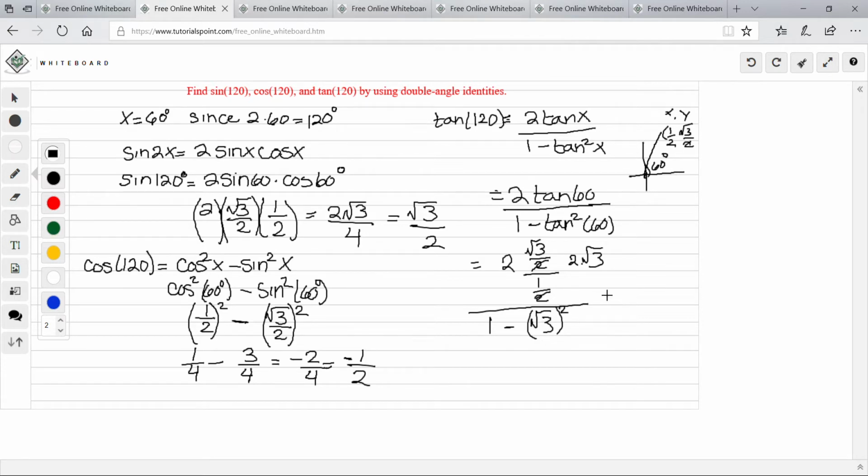Let's simplify. So the numerator is 2 times √3, over 1 minus square root of 3 squared. Square root of 3 squared is 3, so 1 minus 3 is -2. So these 2's cancel, and then you're left with -√3. And that should be your final answer. Good. Next problem.